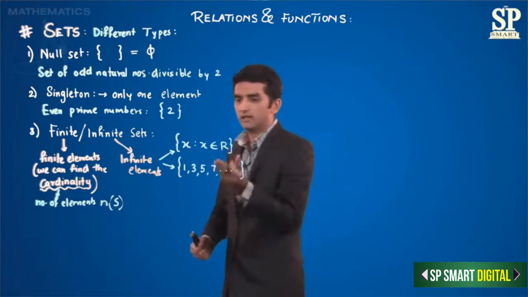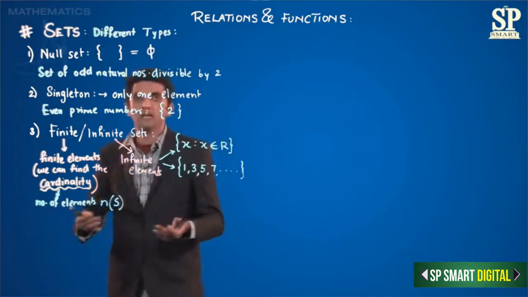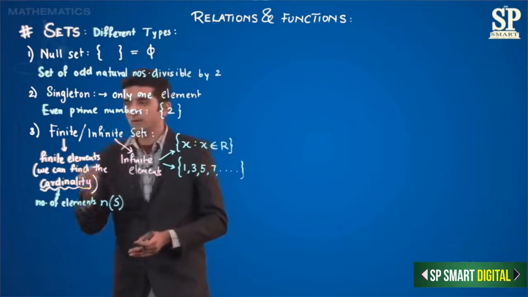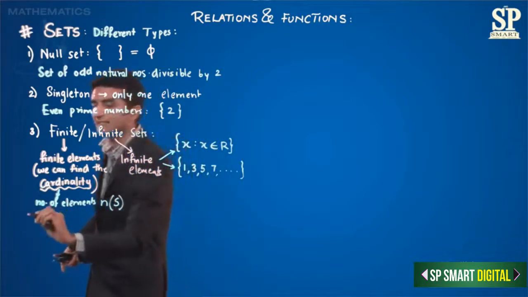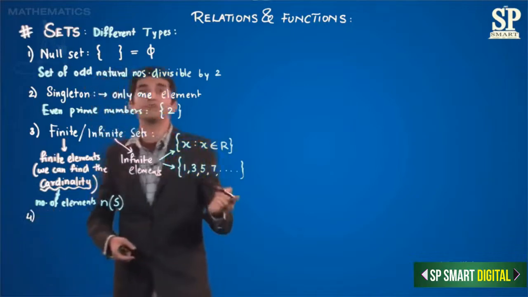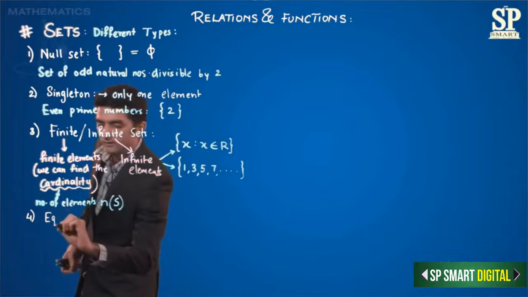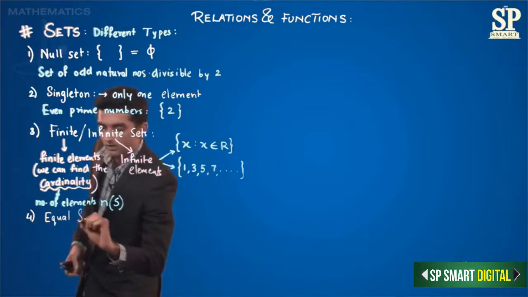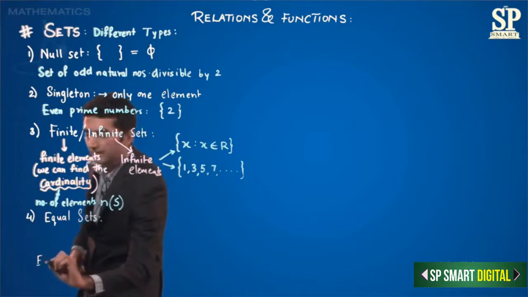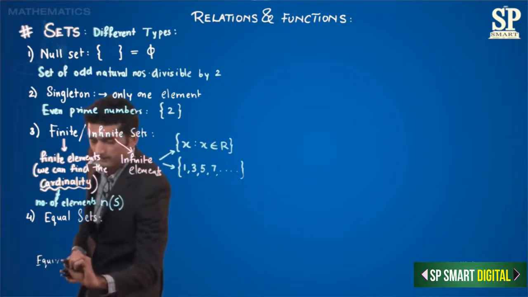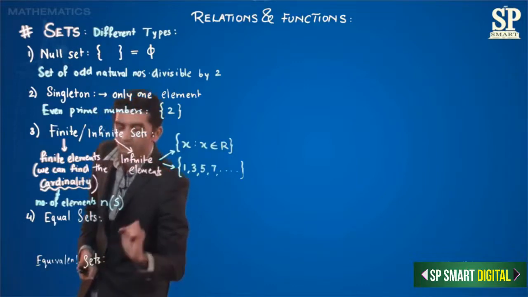So these are a couple of examples of infinite sets, and as we know, there are many examples that we have seen about the finite sets. Next on our list is equal sets and equivalent sets. Let's understand these two terminologies. Equal sets and equivalent sets sound similar but slightly different in their definition.